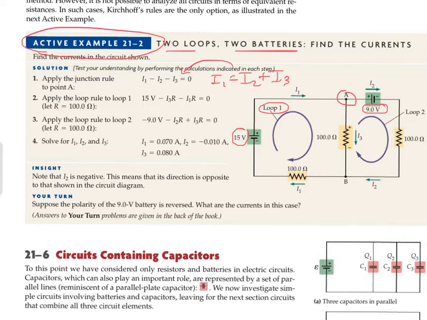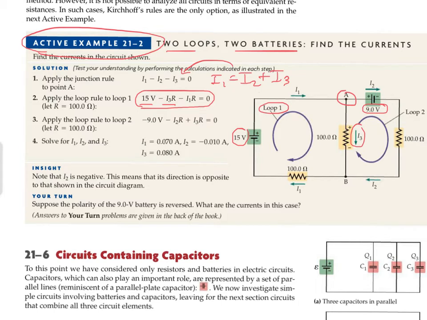And now they apply the loop rule to loop 1, and you assume that the current goes to the right, so that's a clockwise loop that we're doing there. So you have a positive 15 volts, and since I3 here is assumed to be going down, that means the resistor, when you go in the direction of the current, you lose voltage, you lose energy when you go across a resistor in the direction of the current. So that would be a negative I3 times that resistance, which is 100 ohms. And then you would have a negative I1 times that resistance, which is 100 ohms. So that's where you get this equation right here.